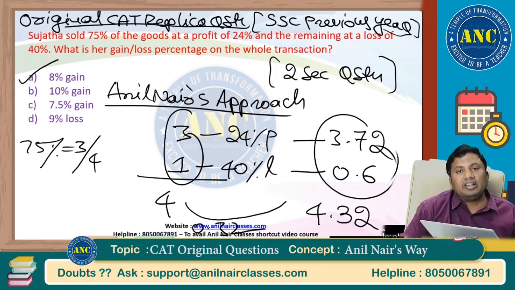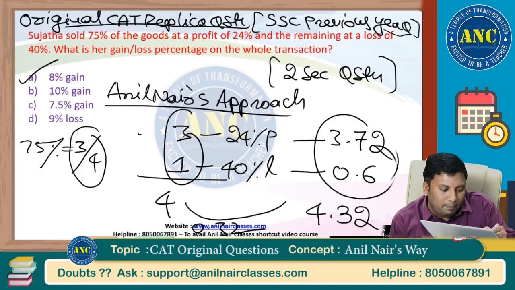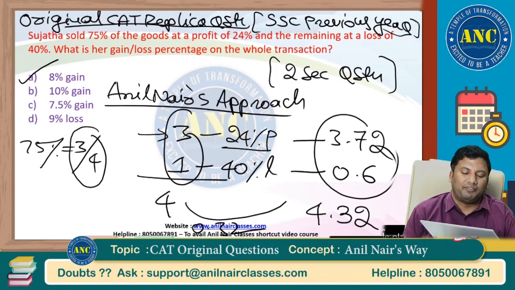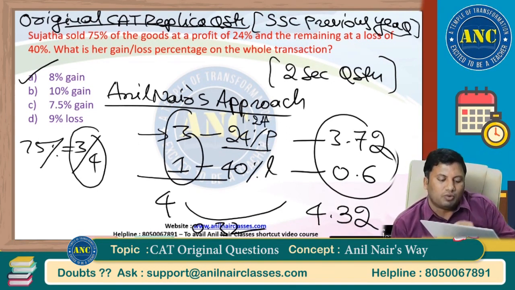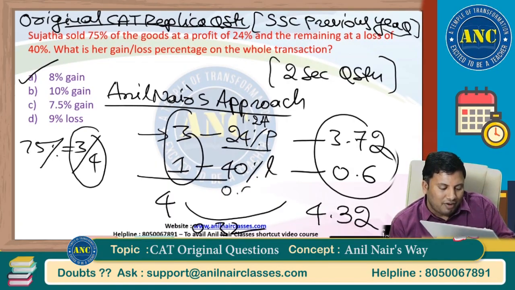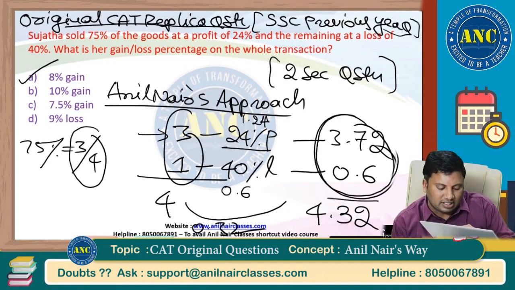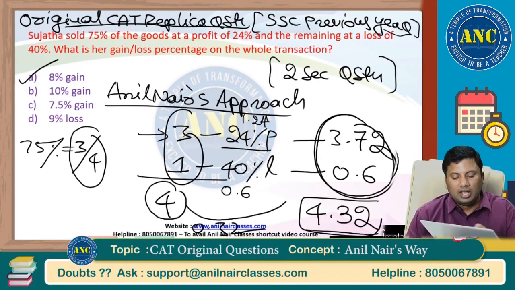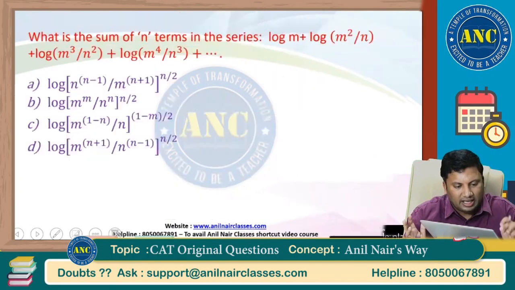Sujata sold 75% of the goods. 75% is 3 by 4. 3 parts he sold at 24% profit. 24% profit is 1.24, so 3 into 1.24 is 3.72. 40% loss is 1 into 0.6. 3.72 plus 0.6. After this transaction, it is 4.32. Before it is 4. Increase is 0.32, which is 8%. 2 seconds, sir. Does not even deserve using pen. I hope it is clear.